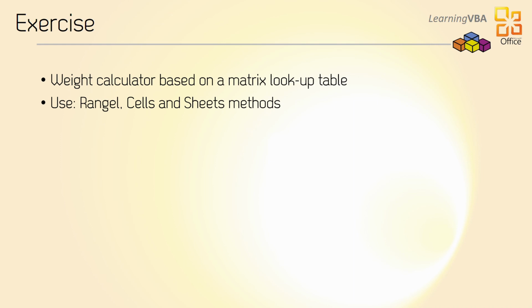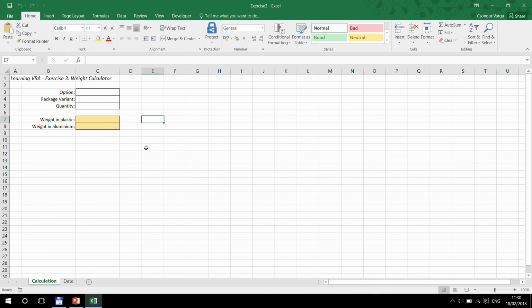What I would like you to do is to use pretty much the range, cells, and sheets objects that we have learned today, and use them in this exercise. I have already created the exercise document, and in the video description you will find a link to the lesson 3 Excel document and also this exercise 3 document. So just download that. It doesn't contain any code. It just shows basically the format that I came up with.